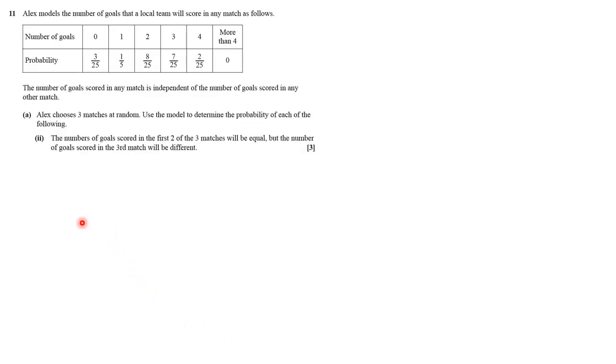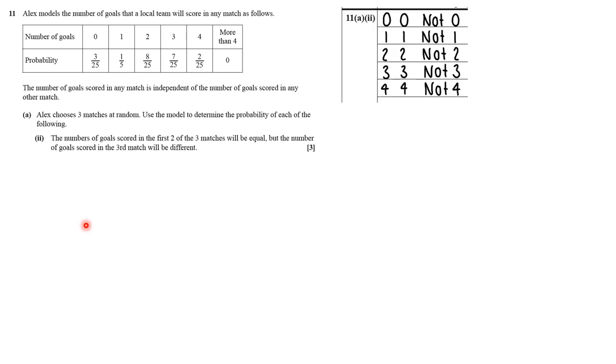II then says the number of goals scored in the first 2 of 3 matches will be equal, but the number of goals scored in the 3rd match will be different. So again, we've got a few possibilities here. The team could score 0, 0 and then not score 0. They could score 1, 1 and then not score 1, 2, 2 and then not score 2, 3, 3 and then not score 3, or 4, 4 and then not score 4. We don't need to go any further than that because the probability they score more than 4 is 0.